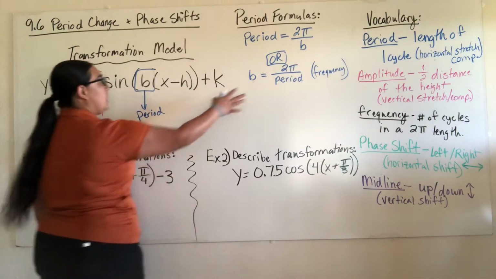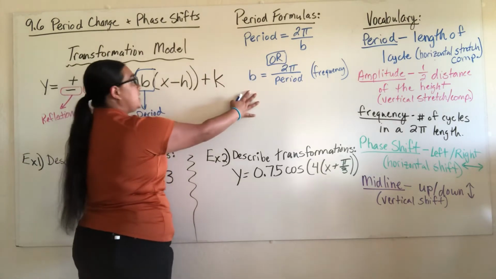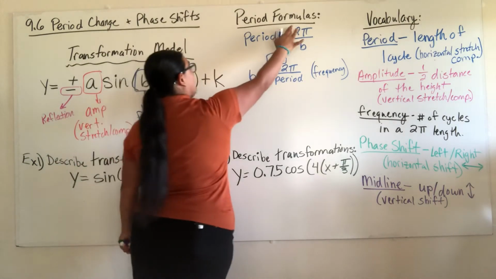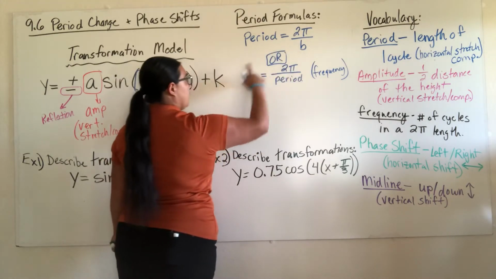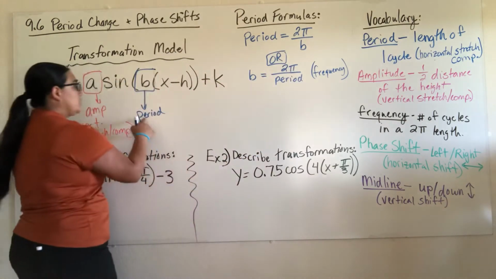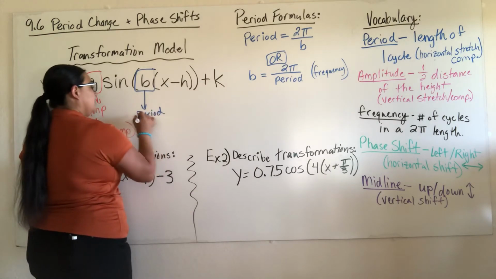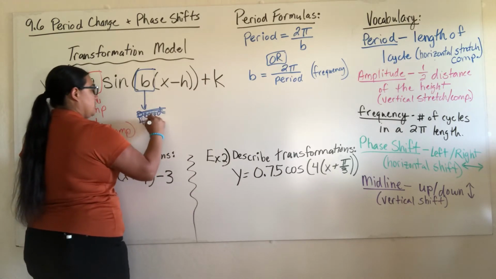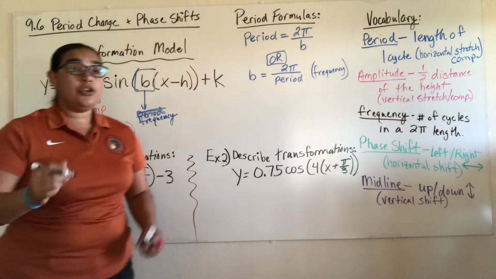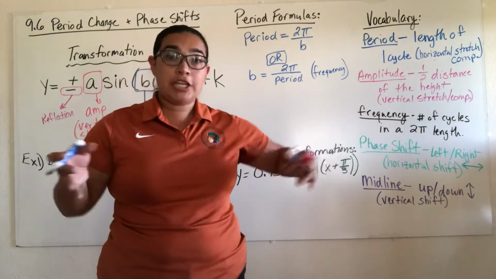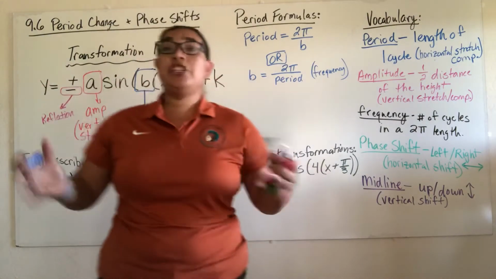In fact, I have some formulas over here. I don't know if you guys can see them. Period is actually 2 pi over your frequency, but we're going to be using this quite a bit here, your B value. So this is really your frequency. Maybe I should cross that out. Let's put frequency. And remember what I said, your period is actually getting changed here. That's why the lesson's called change in your period.